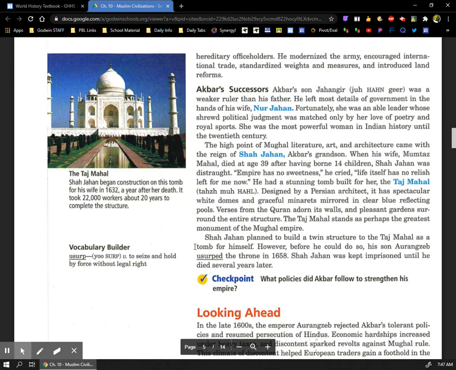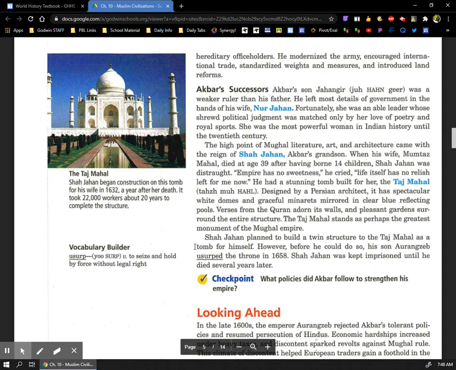Akbar's successors. Akbar's son, Jahangir, was a weaker ruler than his father. He left most details of government in the hands of his wife, Nur Jahan. Fortunately, she was an able leader whose shrewd political judgment was matched only by her love of poetry and royal sports. She was the most powerful woman in Indian history until the 20th century.